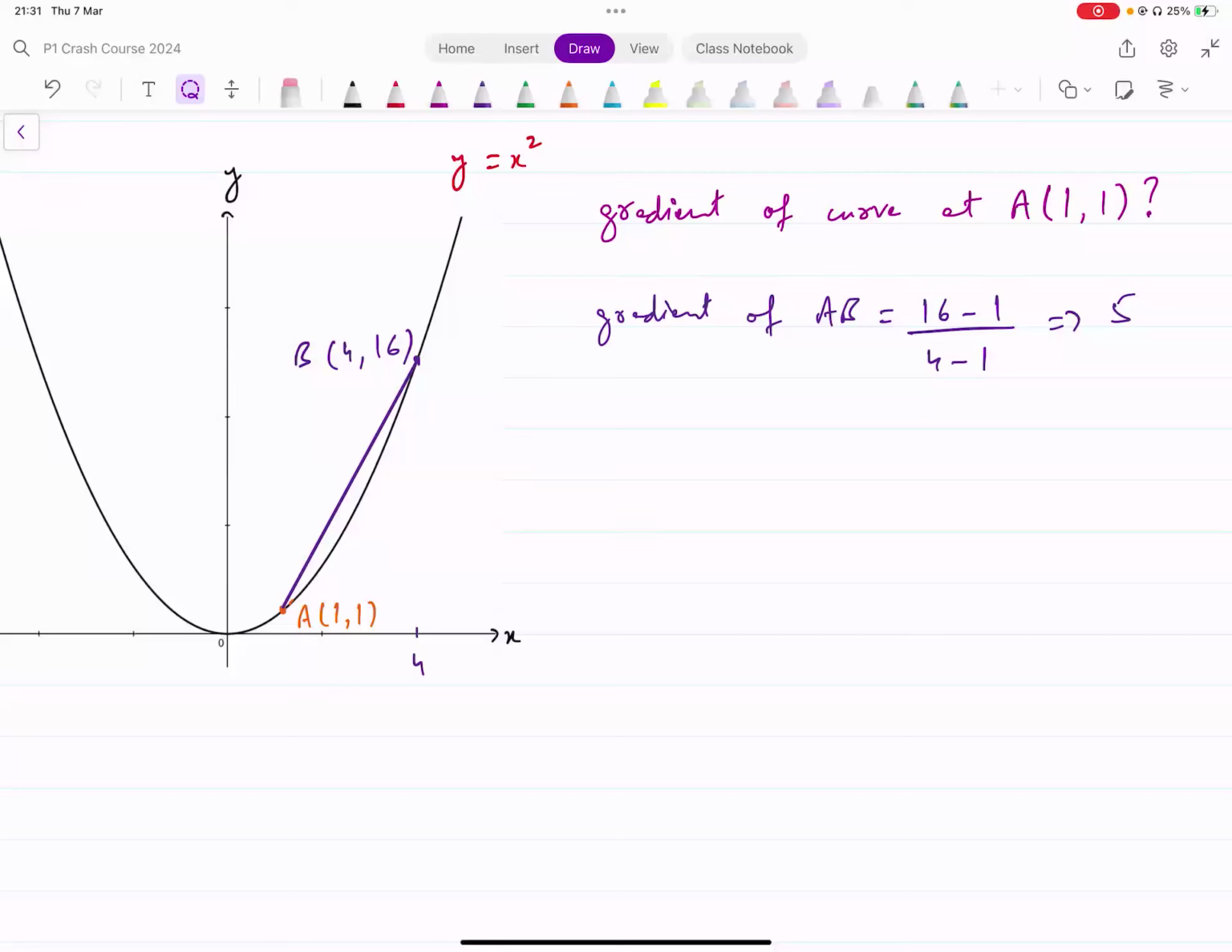Yes, Abdullah, what are you saying? Sir, I was saying that if we draw a line between A and B, wouldn't it be a distance that we will be calculating? How can we calculate gradient?